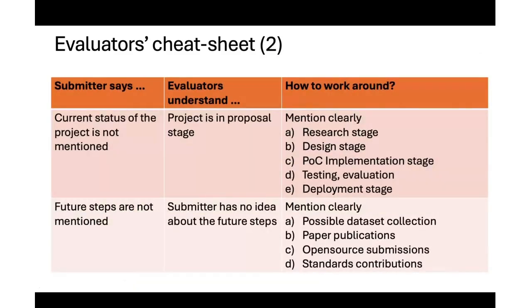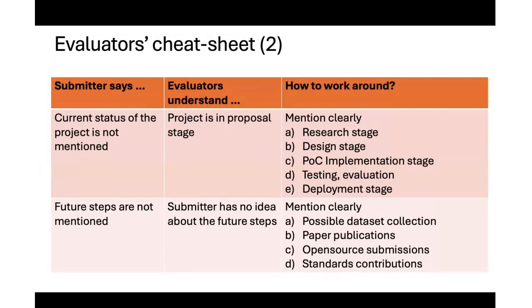The next part of the evaluator's cheat sheet is: what is the current status of the project? Is the project in proposal stage, or is it in any other stage? If you don't mention it at all, the evaluators understand that it is simply your thought process. So you need to mention whether it is in a research stage, design stage, proof of concept implementation stage, testing evaluation stage, or a deployment stage. This has to be clearly mentioned as part of your use case proposal.